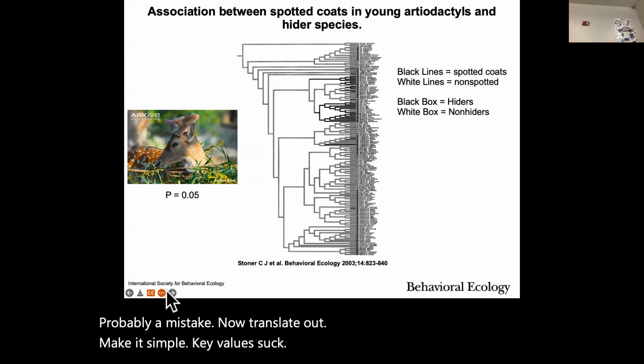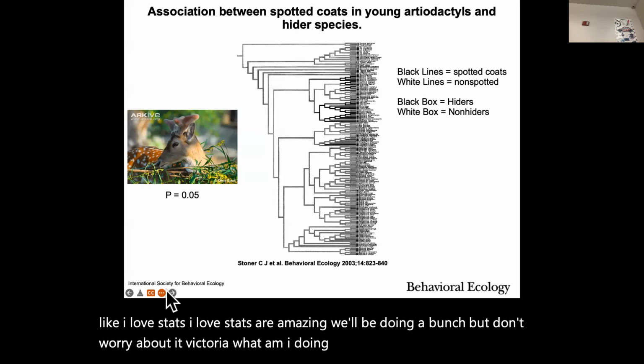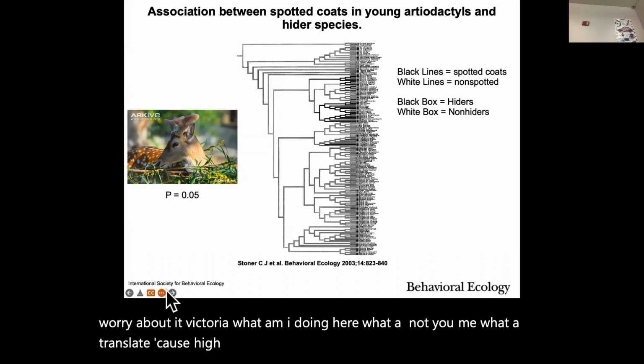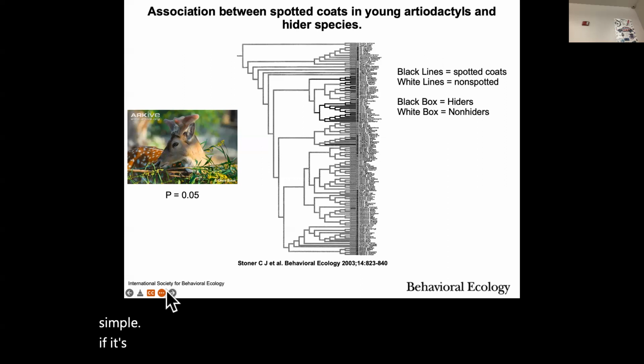Like, I love stats. I love stats. That's amazing. We'll be doing a bunch of it. Don't worry about it. Victoria, what am I doing here? What a jackass. Not you, me. What a jackass. Translate, because high statement, heterogeneous statement, variance statement. Perfect. Translate, make it simple. If it's not the null hypothesis, what is it? And what would the alternative hypothesis be?